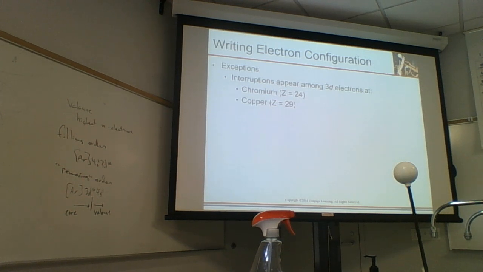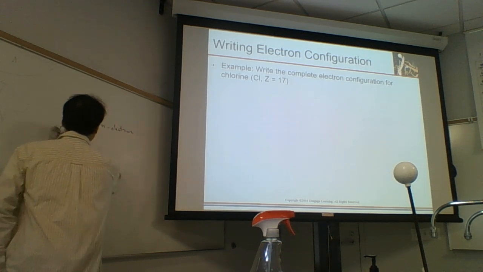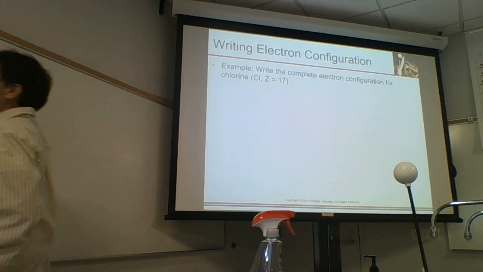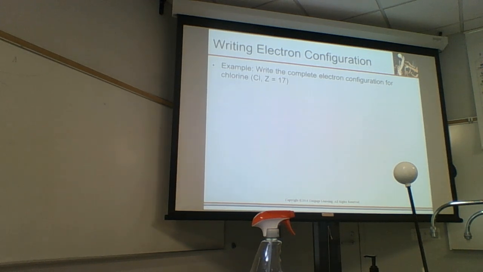Okay, these are the 2 exceptions you need to memorize, chromium and copper. The book has a different method for determining electron configuration. So we write the electron configuration for chlorine. The book doesn't ask you to write energy level diagrams, because energy level diagrams take up a lot of space. So instead, they'll ask you to write the electron configurations, but I will ask you both.